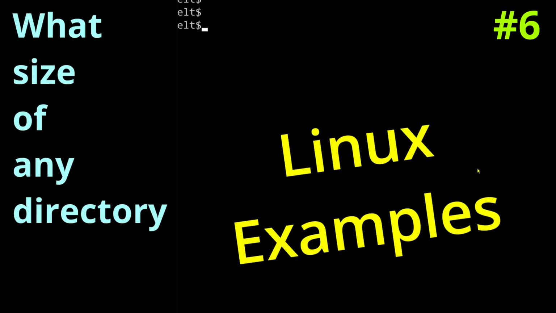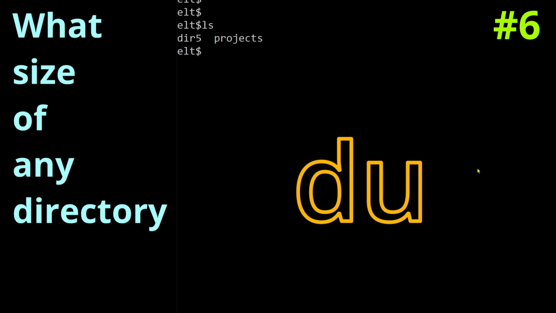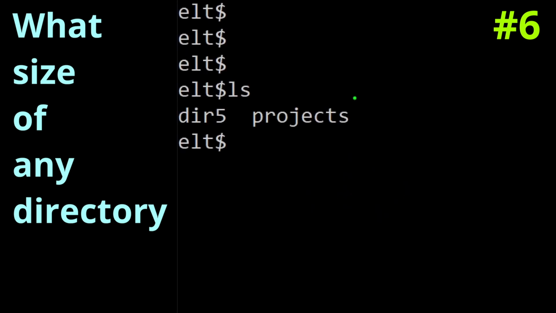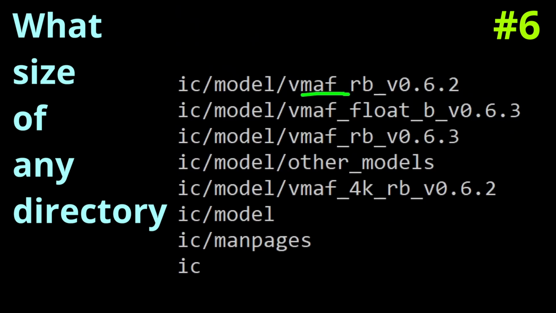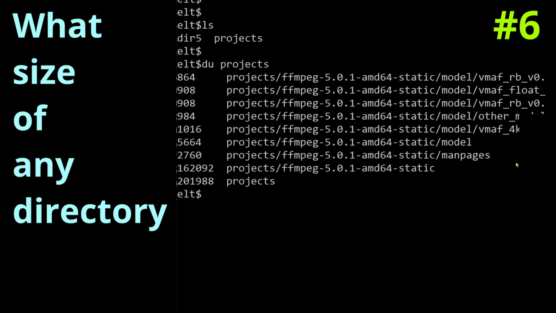Here's how you find the size of a file or directory in Linux. Here's two directories, directory5 and projects. So if we want to know the size of projects, we're going to type du, then projects. This is going to list out every file inside of it. But it's not going to give you a human readable output. It's just going to give you how many bytes it is.